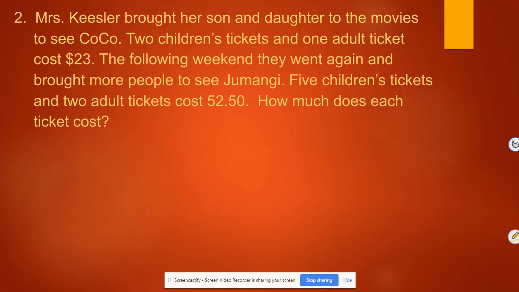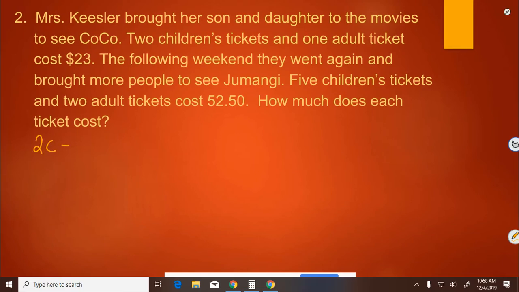So again, in the second sentence, we have that first equation. 2 children's tickets and 1 adult ticket cost $23. So 2C plus 1A equals 23. Then in the fourth sentence, 5 children's tickets and 2 adults cost $52.50. So now our equation is set. We can figure out what we need to multiply one by to cancel out either the C's or the A's. Now, to get 2 to 5, I would need to multiply by 2.5. I'd rather not have to do that.